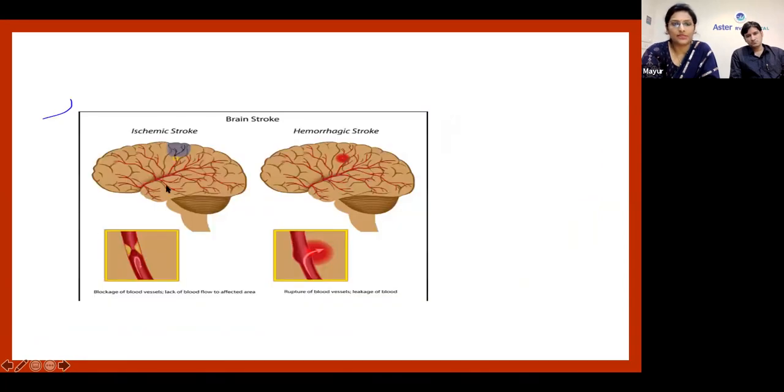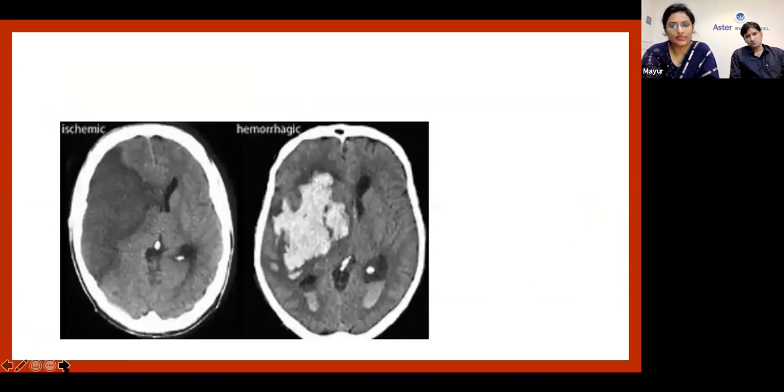Right, so this is another picture depicting that. There's a blood clot blocking the tube, causing ischemic stroke, and a rupture causing hemorrhagic stroke. The ischemic stroke is the more common type of stroke among these, and this is a CT brain picture, which shows how an ischemic stroke looks on the CT and how a hemorrhagic stroke looks on the CT brain.